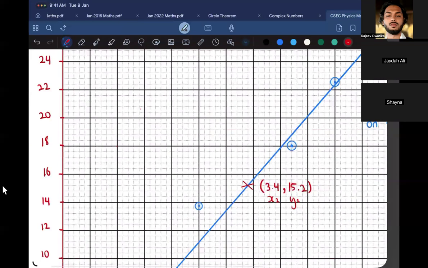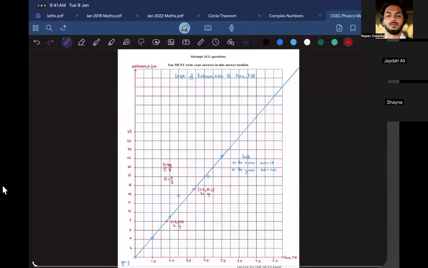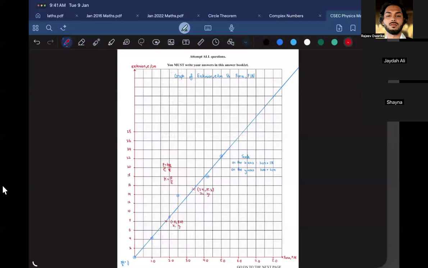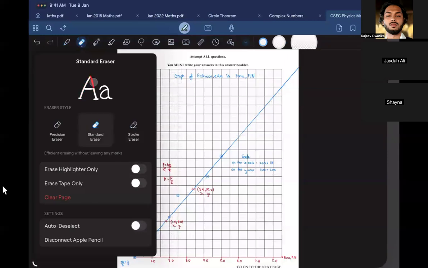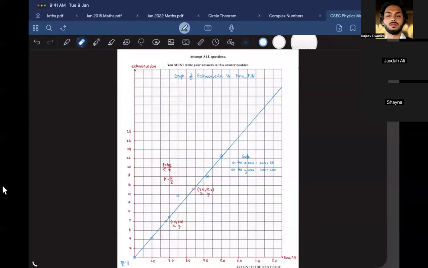Remember, for Hooke's law, the formula was F is equal to KE. If you were to make K the subject of the formula, I would have to divide both sides by E. So K would be equal to F over E, force over extension. But Jada, what kind of graph is this? I know it's a straight line graph, but what's the title? Graph of extension versus force, right.